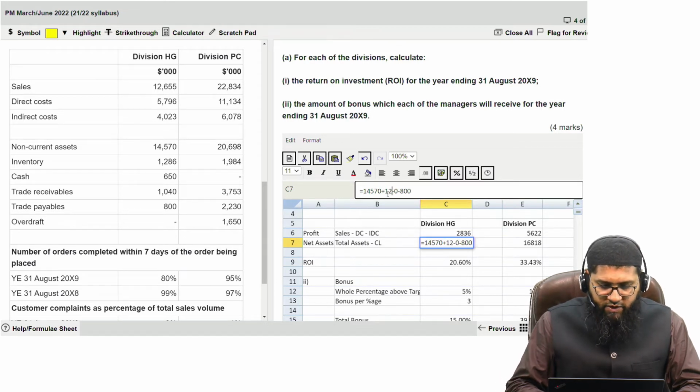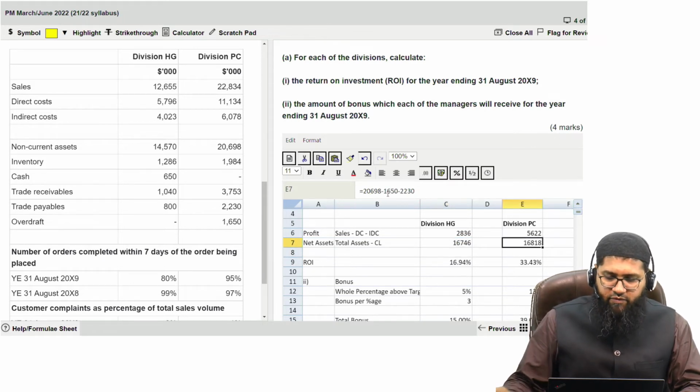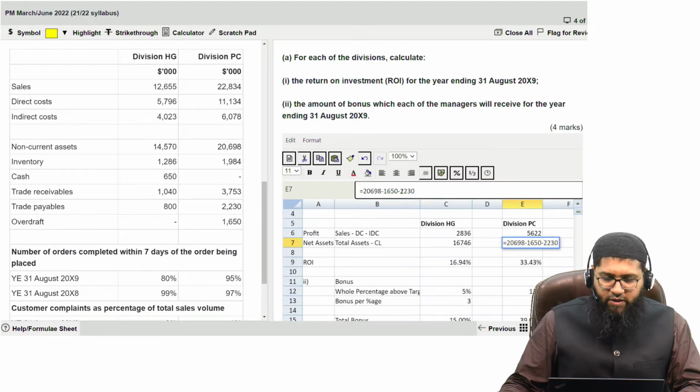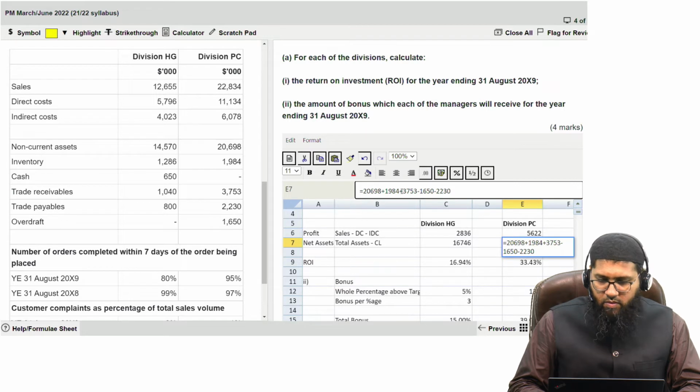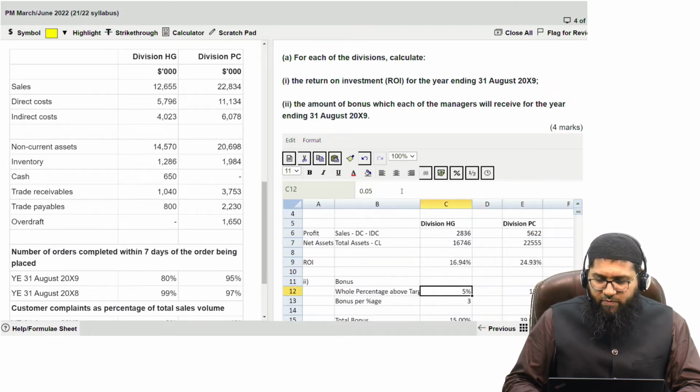14,570 plus 1286. Thank God we are working on Excel. Plus 650, sorry, plus 1040 minus 800 minus 0. That's what you have. Now here you have 20,698 plus 1984 plus 3753 minus 1650 minus 2230. So it's basically 1%.